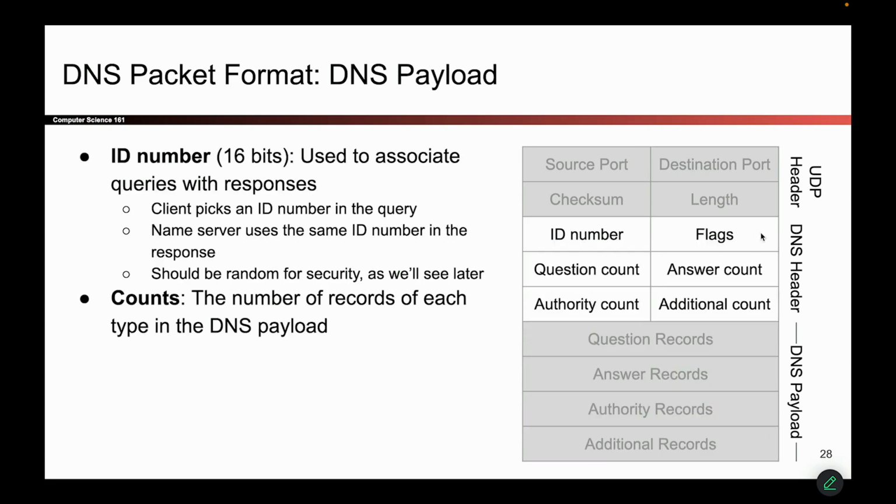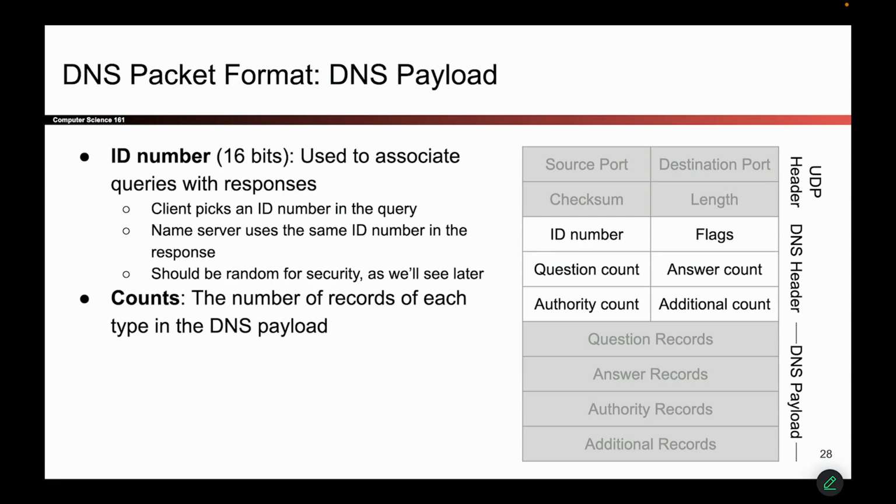So there's 3 main header fields that we care about. One is the ID number, and that helps us associate queries with responses. So imagine if your computer sent out multiple DNS requests, and you got multiple answers back. How do you know which request corresponds to which answer? You set an ID number, and the name server replies to you using the same ID number. That's how you know that a particular request matches a particular response.